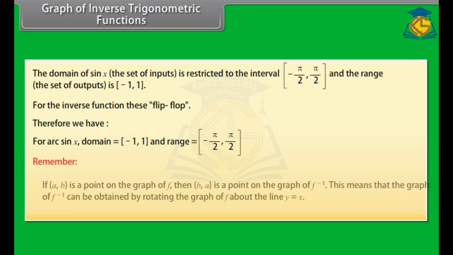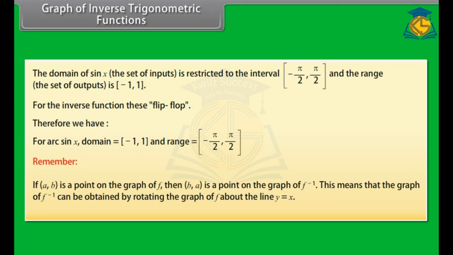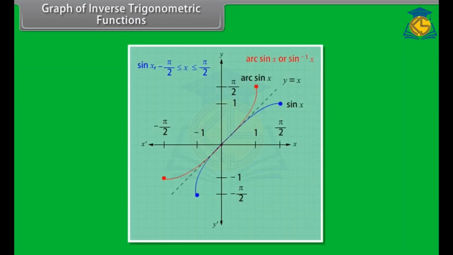Remember that if (a, b) is a point on the graph of f, then (b, a) is a point on the graph of f inverse. This means that the graph of f inverse can be obtained by rotating the graph of f about the line y equals x. Using this idea of rotation and by plotting some points, we see this graph of arc sin x.